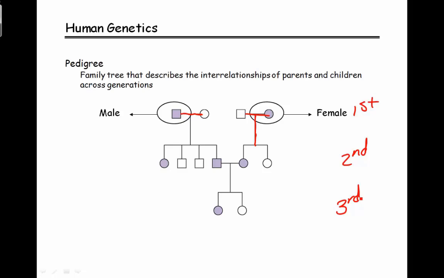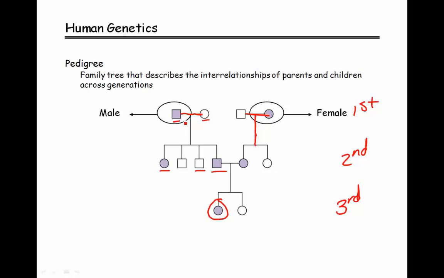We can see all the relationships between individuals. So if we were to focus in on one of these girls down here at the bottom, this would be her father. This would be an uncle on her father's side. This would be an aunt on her father's side. We could say that this would be the paternal grandmother, this would be the paternal grandfather, and so on. So there's a lot we can see about the relationships between people when we look at the pedigree.